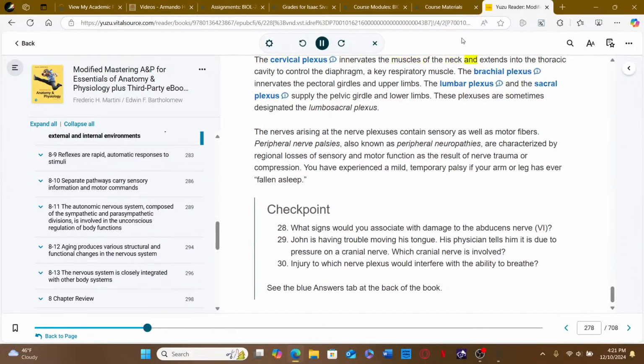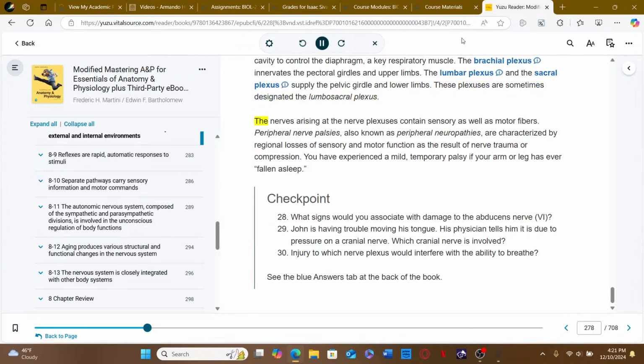The cervical plexus innervates the muscles of the neck and extends into the thoracic cavity to control the diaphragm, a key respiratory muscle. The brachial plexus innervates the pectoral girdles and upper limbs. The lumbar plexus and the sacral plexus supply the pelvic girdle and lower limbs. These plexuses are sometimes designated the lumbosacral plexus.